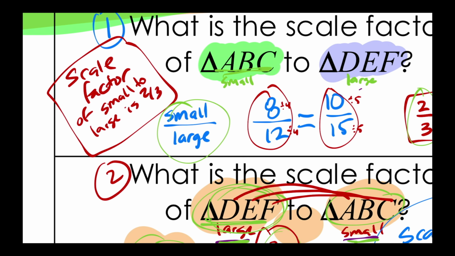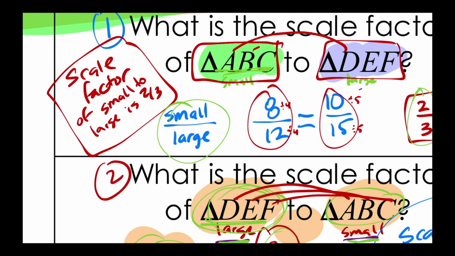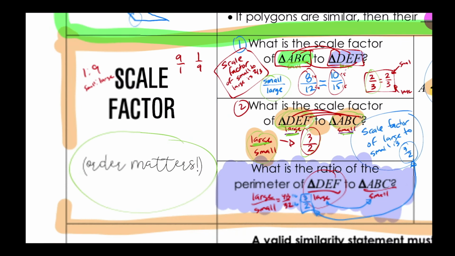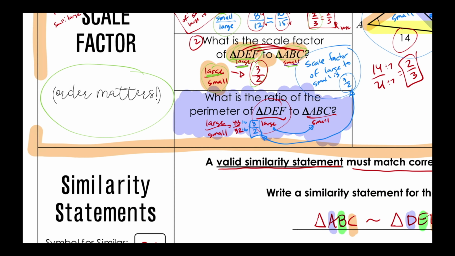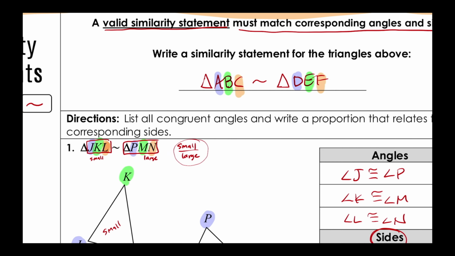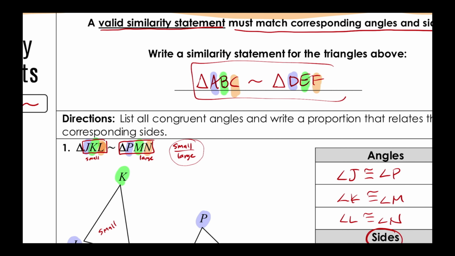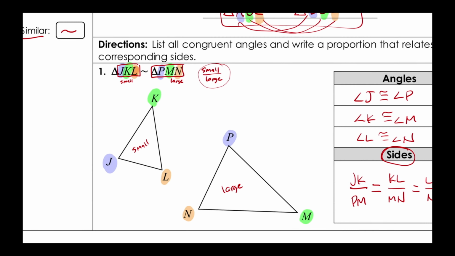Now, how do we know which sides are corresponding? Well, we have to look at the order, right? A, B, C, D, E, F. A matches with D because they're both first. B matches with E because they're both second. C matches with F because they're both third. So that's what we're doing. We talked about scale factor, finding that ratio, and then we talked about similarity statements, right? This little symbol right here is similar. And then the order tells us what matches.